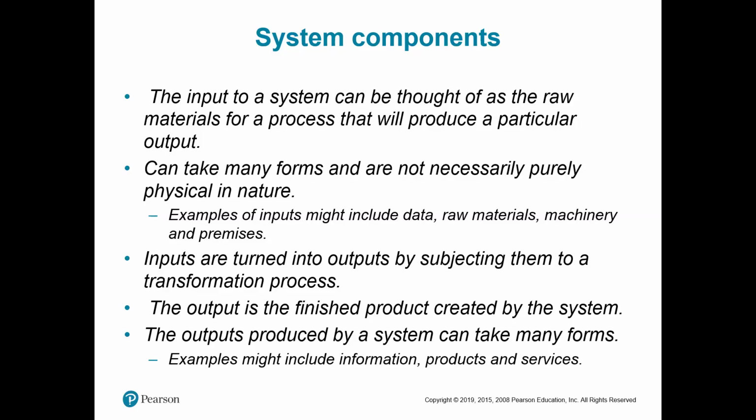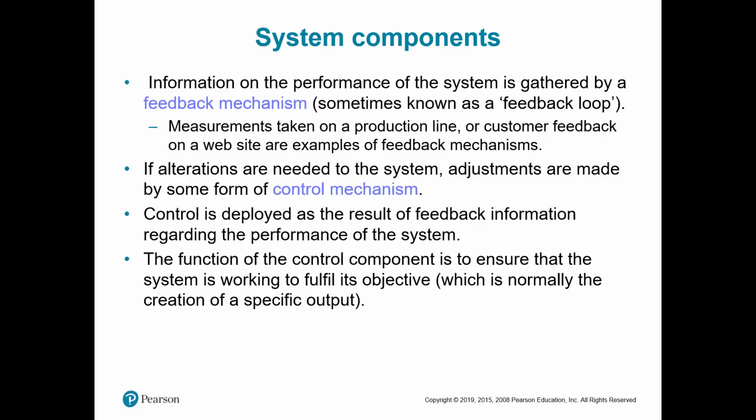So the outputs produced by a system can take many forms just as the input. All right. So examples might include what? Information, products, and then services. All right, so these are the main components of a system. But as we did mention, there must be what? A feedback. All right. So information on the performance of the system is guided by what? The feedback mechanism. So getting feedback from your process. The HR department, this is what we do. This is our activities.